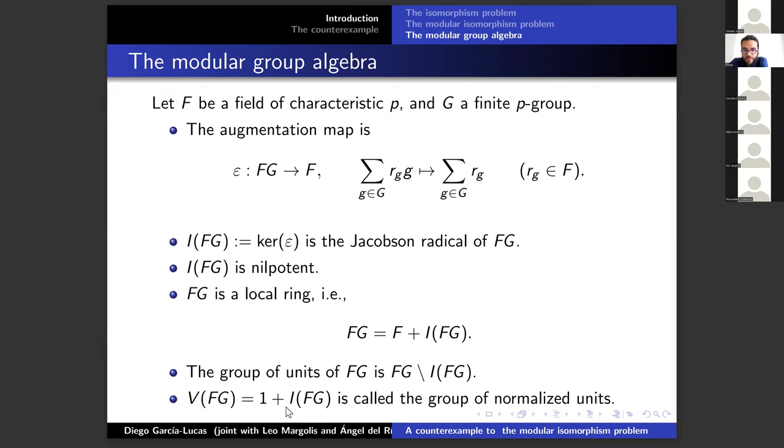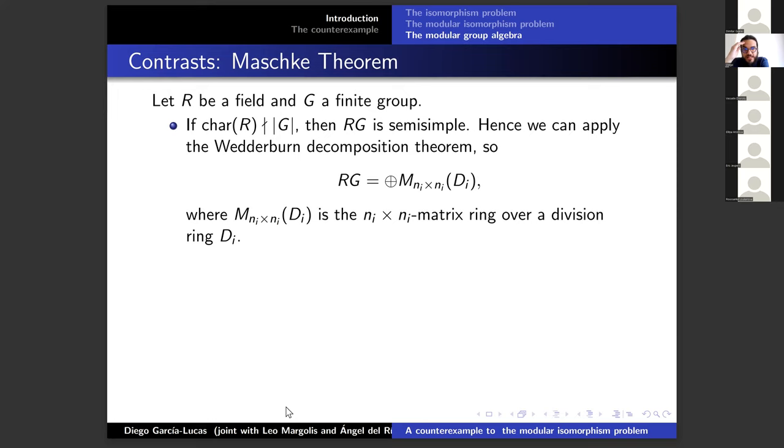Well, now let's compare this algebra with a group algebra of a finite group over a field in general. Let R be a field and G be a finite group. If the characteristic of the field does not divide the order of the group, then by Maschke's theorem the group algebra is semisimple, and hence you can obtain the Wedderburn decomposition of the algebra as a direct sum of matrix algebras over some division rings. And in order to study the isomorphism problem or problems about this algebra, one can try to study this decomposition and obtain results from this.